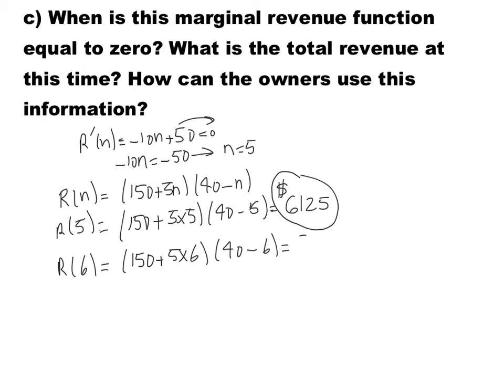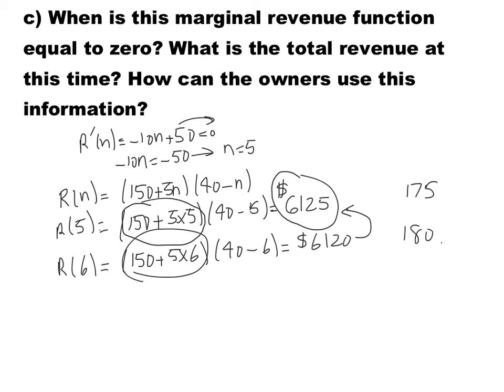6. This is going to simplify to 6,120. And you can see that the revenue decreases, although the sales increase. The sales before were 150 plus 5 times 5, which is 175. Now the sales are 150 plus 5 times 6, which is 180. The sales increase, but the revenue is decreasing, as the numbers show.